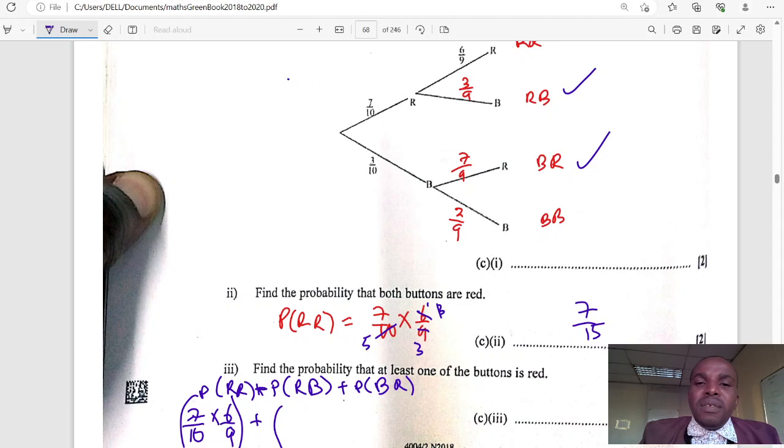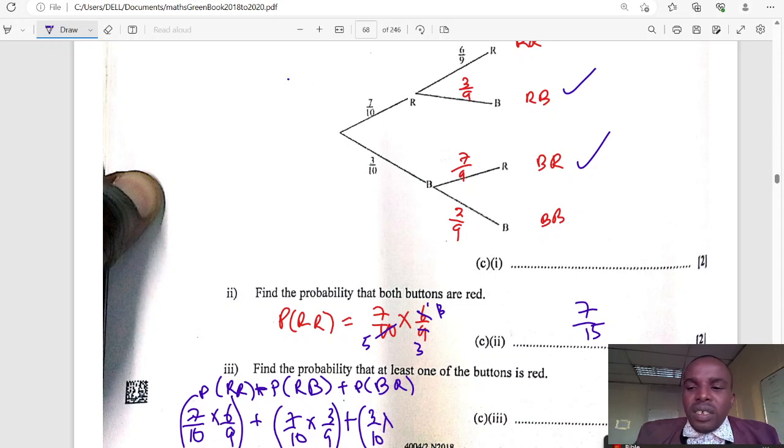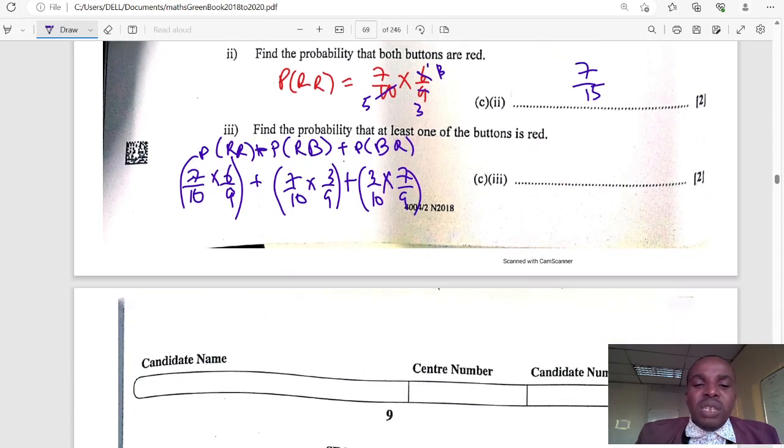Then plus red blue, which is 7/10 times 3/9. Plus blue red, 3/10 times 7/9. Then you just have to simplify now, right?